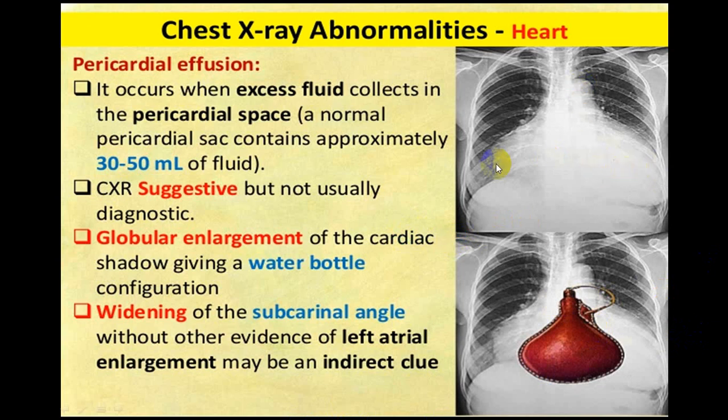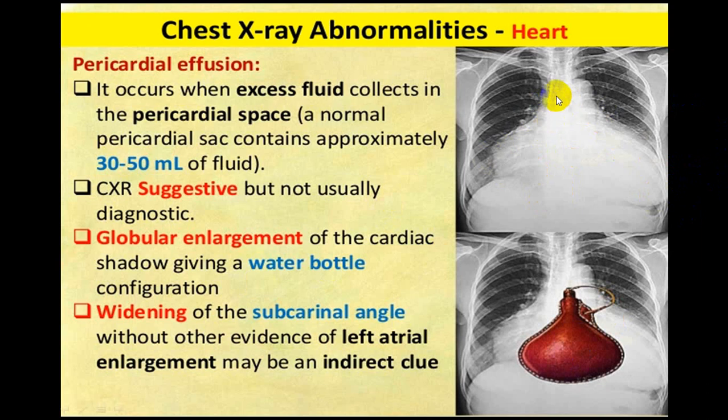So if you see a huge cardiomegaly and this looks like a water bottle, it is called water bottle appearance. And if you look at this carina angle, this is right bronchus, left bronchus. You can see this is widening of the carina angle. So if you get a widening of the subcarinal angle, you should think in terms of a left atrium, or in case of what we call a water bottle appearance, that is because of pericardial effusion.